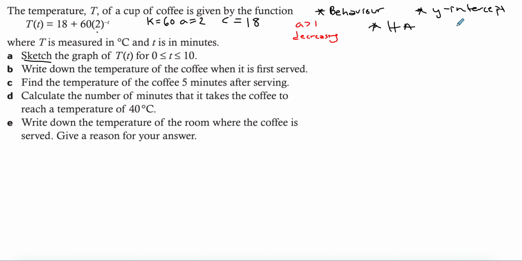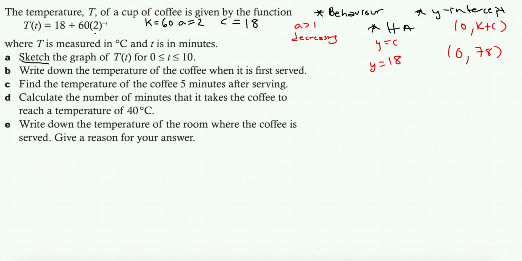The y-intercept is the coordinates 0 and then k plus c. So you have 0 and then k plus c. So that's 0, and your k is 60, your c is 18. So 60 plus 18, that's 78. So that's your y-intercept. The horizontal asymptote is always y equals c, and that will be y equals 18. So if we are going to graph this function, we can sketch this function.